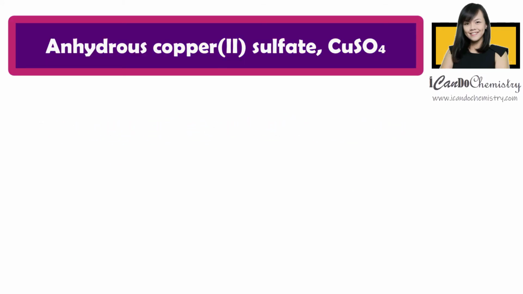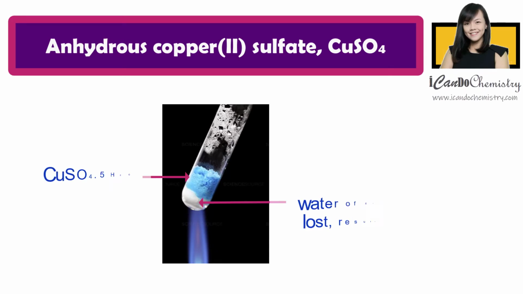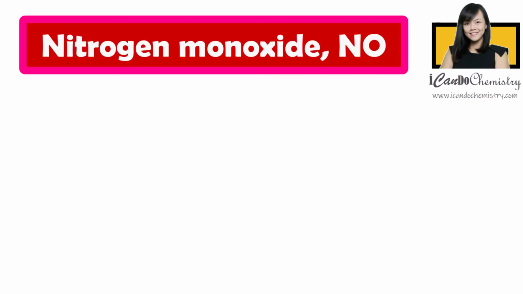Number 35. Anhydrous copper-2 sulfate. Chemical formula CuSO4. When we heat the hydrated salt, water of crystallization is lost, resulting in anhydrous salt, which is observed as white powder, CuSO4. We can revert this back to blue salt by adding water.